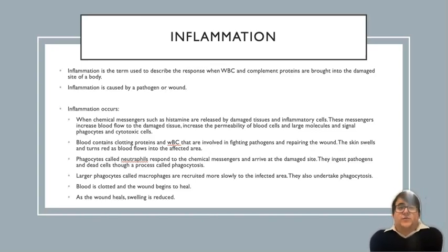Phagocytes called neutrophils will respond to those chemical messengers and they'll arrive at the damaged site. They'll ingest the pathogen and the dead cell through phagocytosis. Larger phagocytes, which we call macrophages, macro meaning large, phage meaning to eat again, will be recruited more slowly because they're larger to the infected area, and they'll also undertake phagocytosis. Blood will then clot and the wound begins to heal. As the wound heals, that swelling or the inflammation begins to slow down.